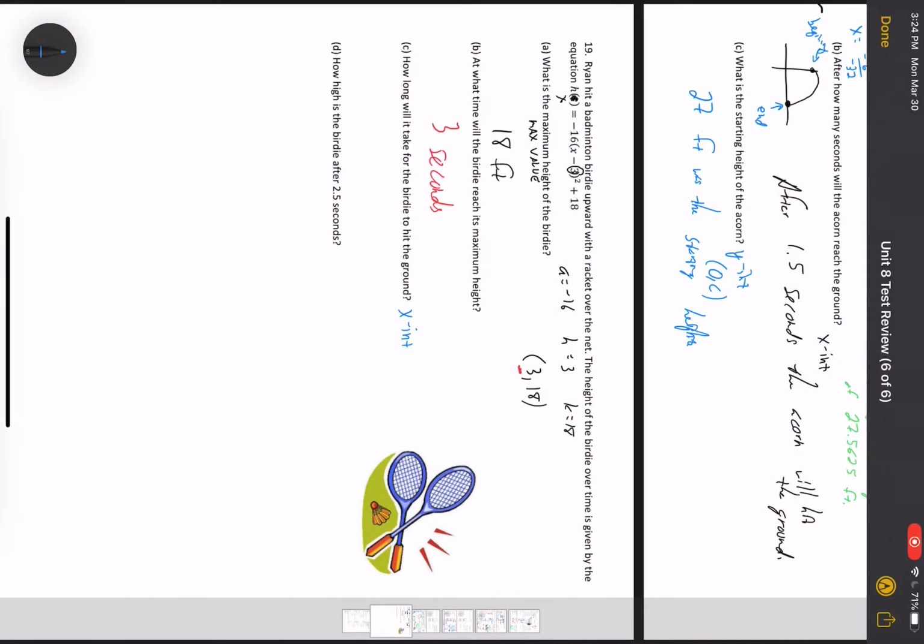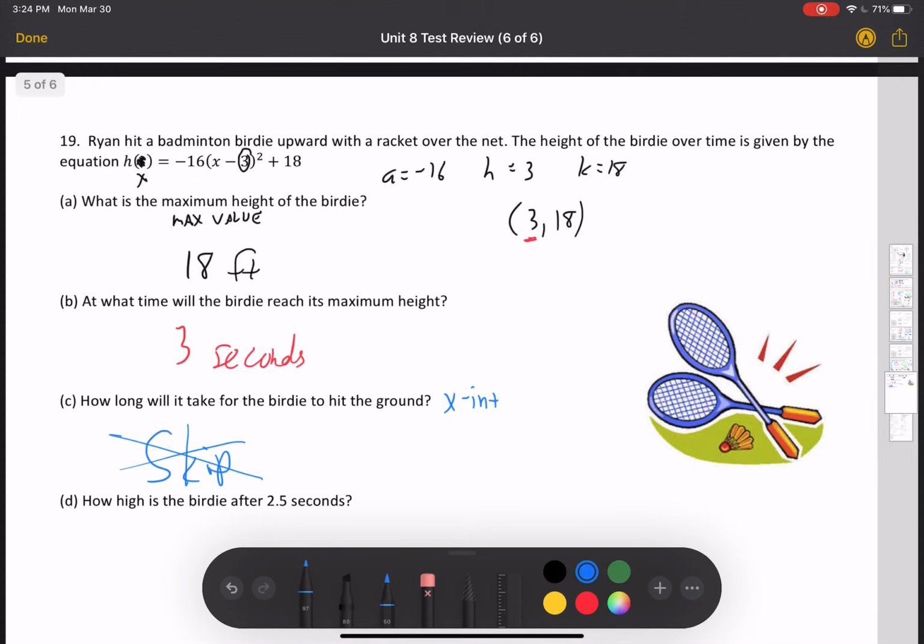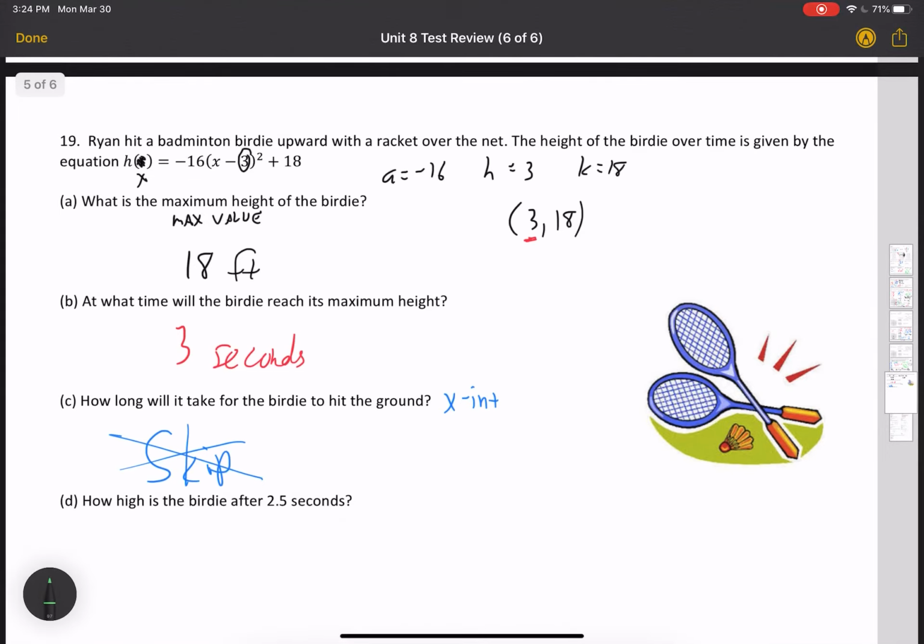I'm going to go back here. Hopefully my iPad flips. I don't know why it keeps doing that. There we go. Okay, so skip this question for now. Bad question, okay? So how high is the birdie after 2.5 seconds? Well, 2.5 is time, so that's going to be our x. So we're basically looking for the coordinate 2.5 what?